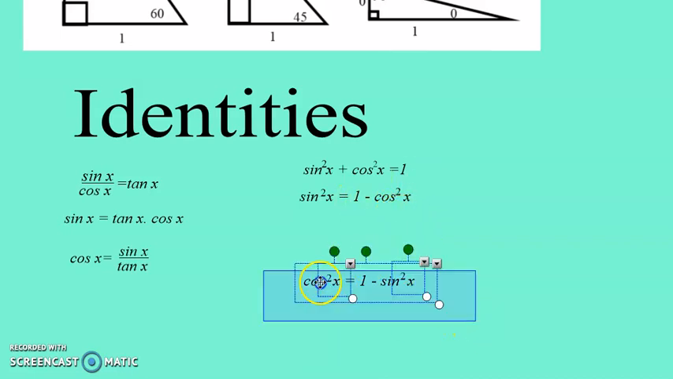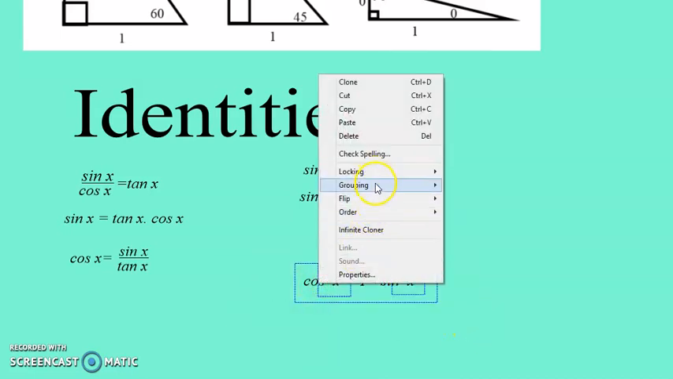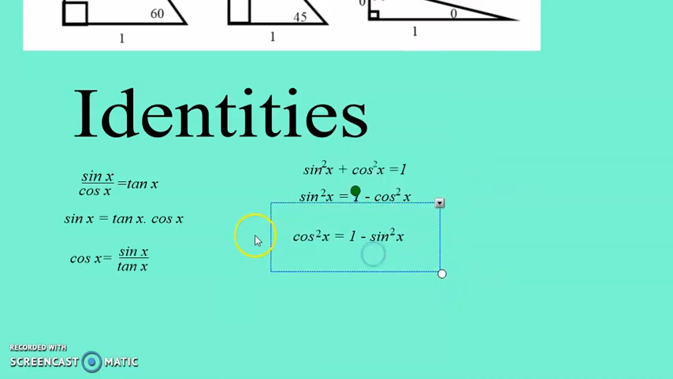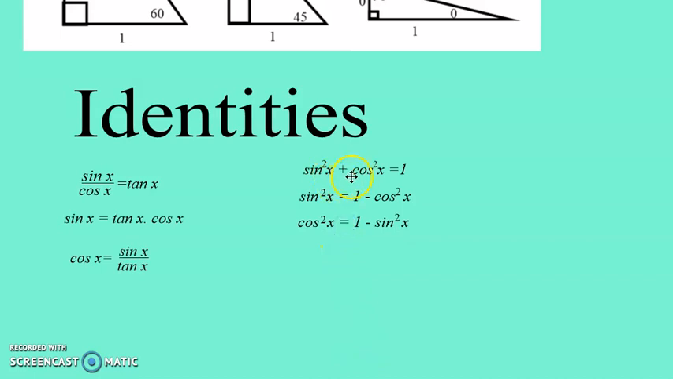If I want to make cos of x squared the subject of the formula, all I need to do now is subtract sine square x on the left hand side and subtract sine square x on the right hand side, and I've got cos square x is equal to 1 minus sine square x. This derivation from the original identity is commonly used to go from one way to the other, or to rewrite from one version to another.